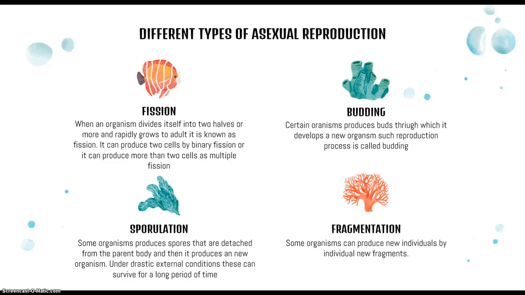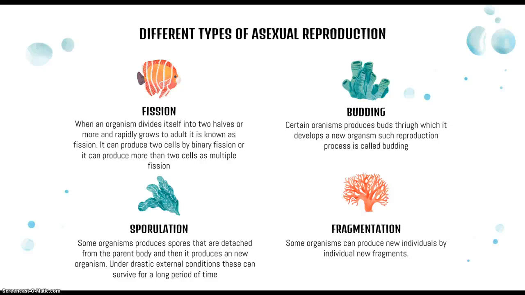I've said beforehand that there are 4 different types: fission, budding, sporulation, and fragmentation. What is fission? Fission means breaking down of a single cell to form 2 new cells or more than 2 cells. Imagine a cell. That cell is dividing and producing 2 cells. Such kind of process is known as fission. It is a very simple process and it takes place rapidly.